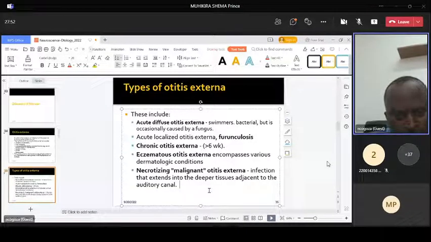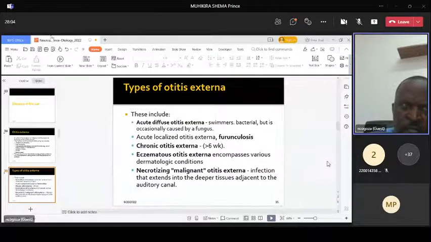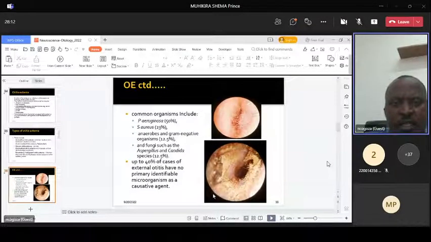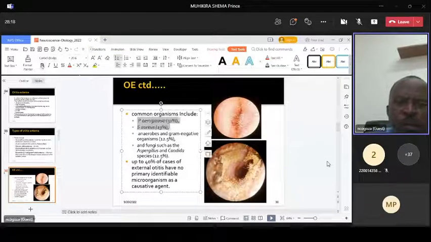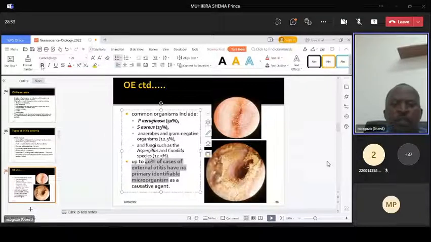It may be chronic, just skin infection, skin inflammation, and it can be destructive, like in the case of a necrotizing disease of the skin, the ear canal, and the pinna. As I said, the bacteria involved are mainly two: Pseudomonas aeruginosa or Staphylococcus aureus. And in 40% of cases, sometimes we can't find the causative agent.